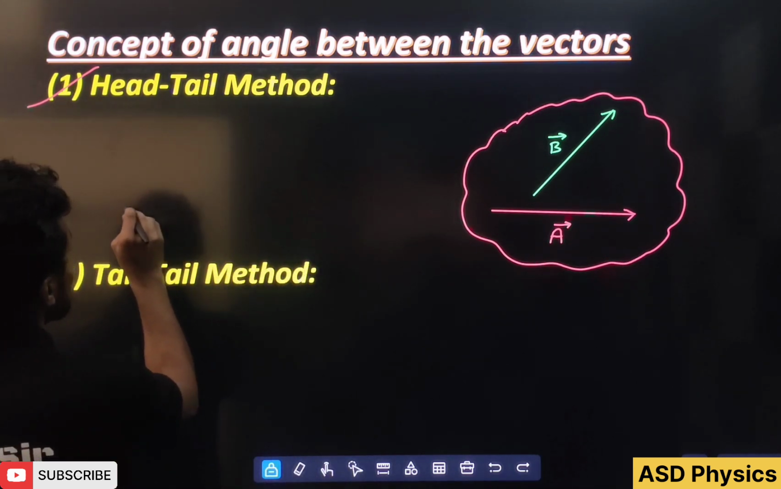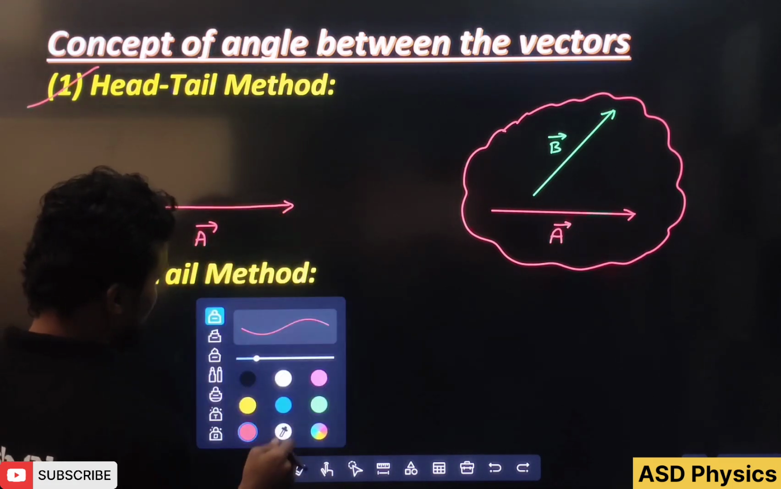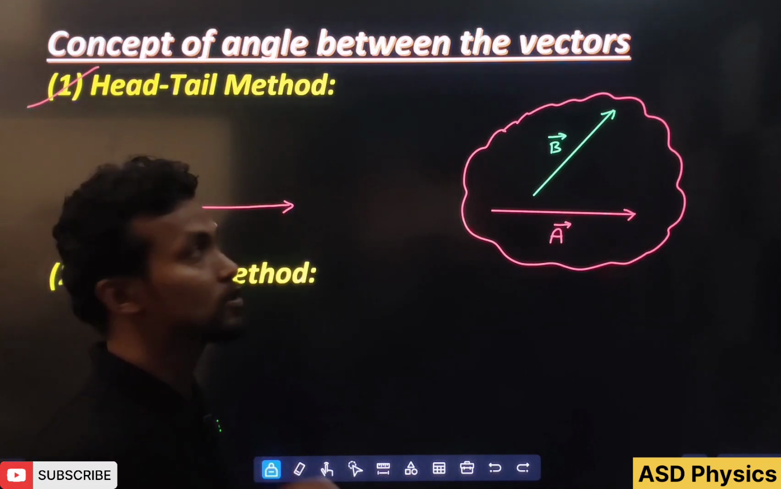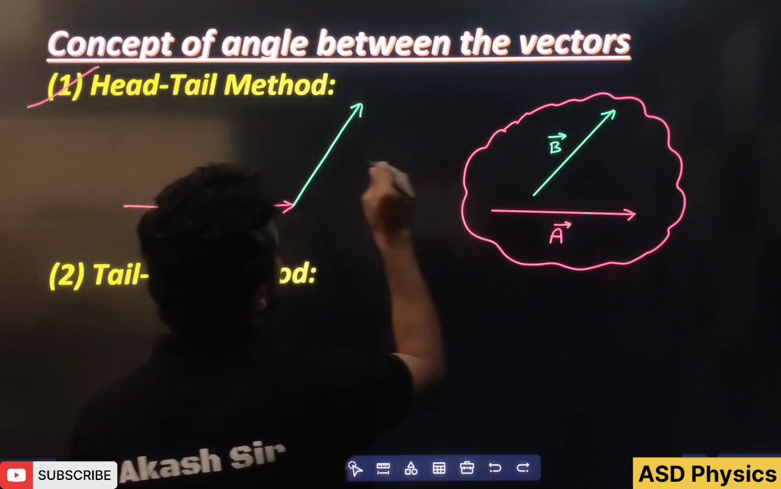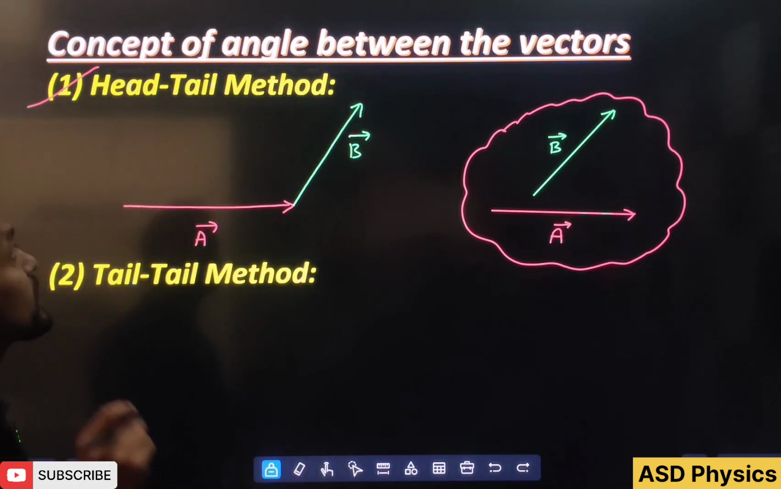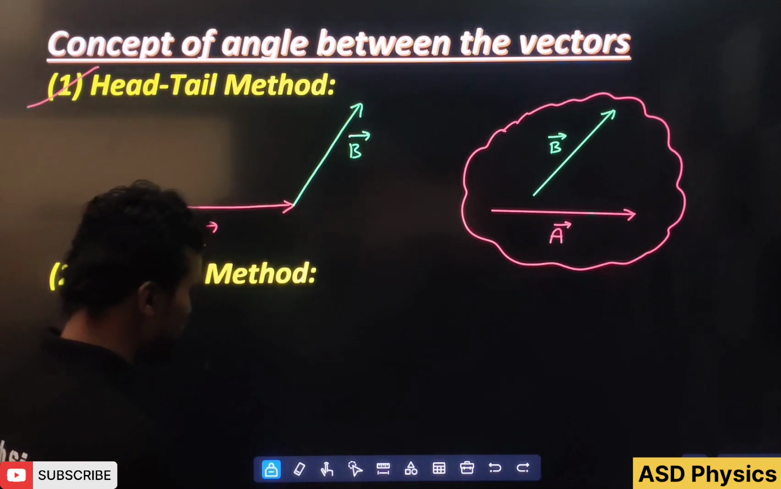So students, first I have drawn here the vector A. This is vector A. And now from the head of the vector A, I will draw the tail of the vector B in this direction. You can see this vector and this vector more or less should be similar here. So that's why this is called the head to tail method. The head of the vector A is coinciding with the tail of the vector B.